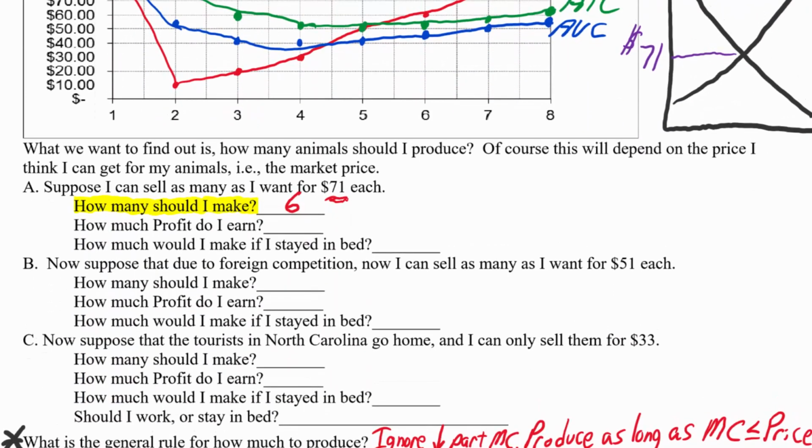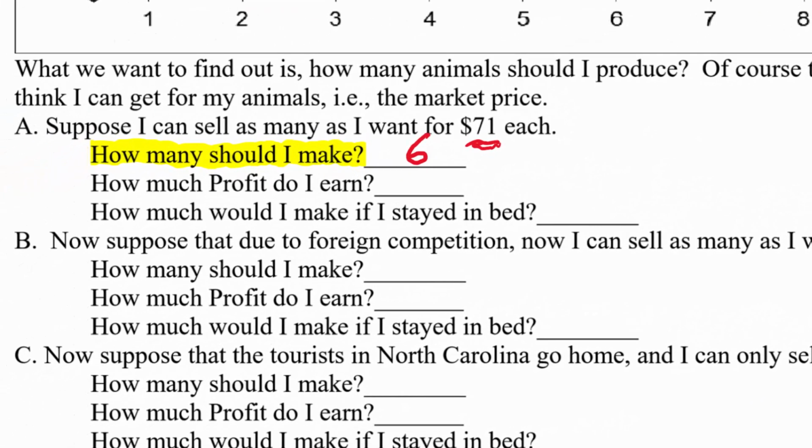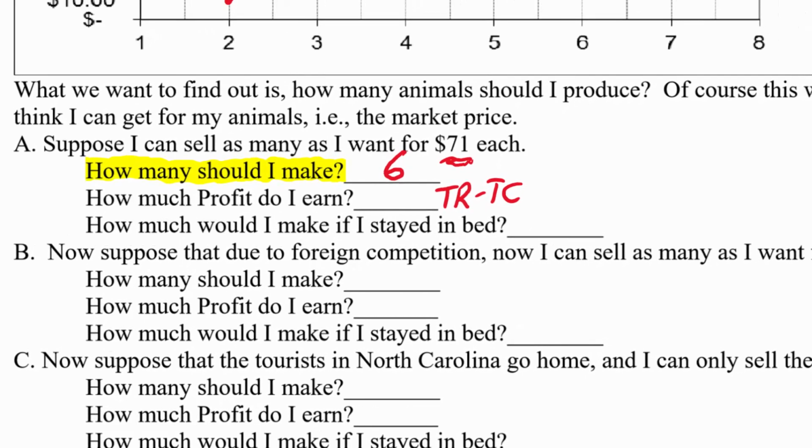So how many should we make? 6. Now, how much profit would we earn if we made 6? Well, here's the formula for profit. Total revenue minus total cost. Total revenue is price times quantity. If we're selling these units for $71 a piece, times we're making 6 of them, our total revenue is going to be $426.